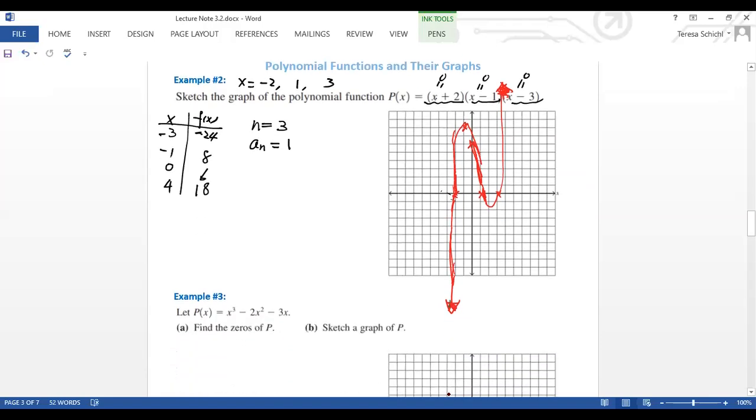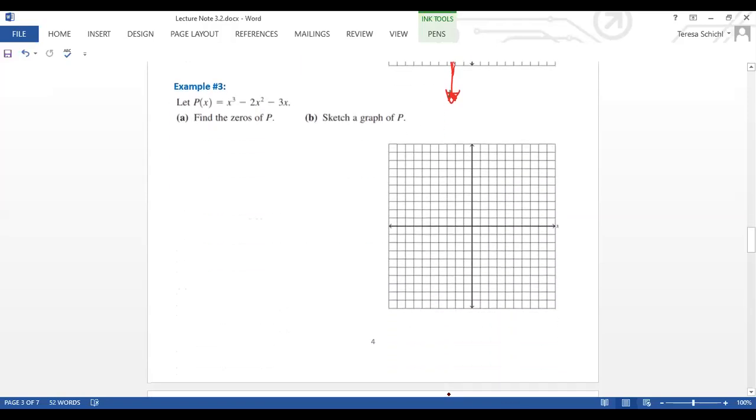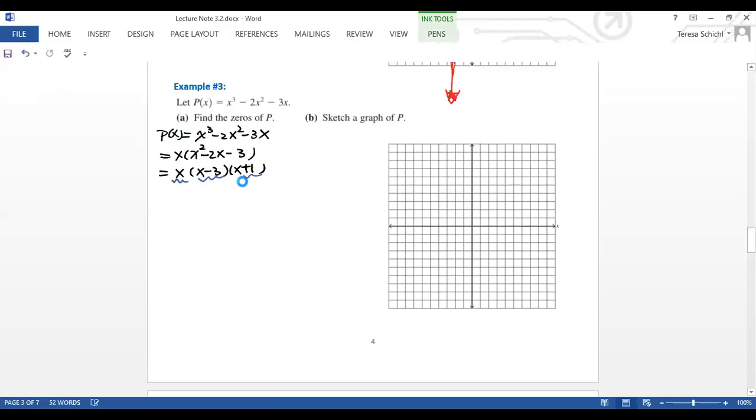All right. Okay, so now the next thing here is, let's try to find all the zeros and then sketch the graph. So how do we find the zeros here? Let's factor here, right? So minus 3x. Okay, so I factor the x out. So this is x squared minus 2x minus 3. So that is x minus 3, x plus 1. Then you set each one equal to zero, right?